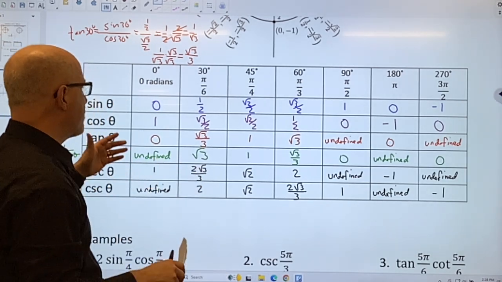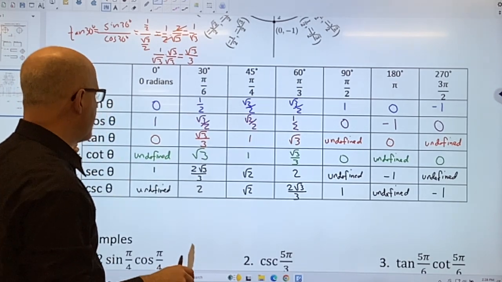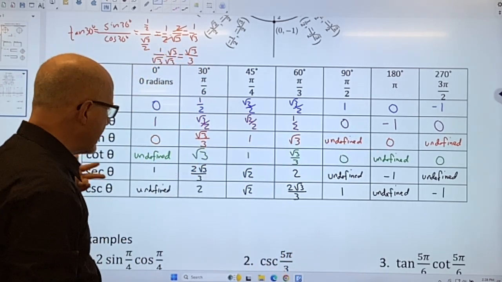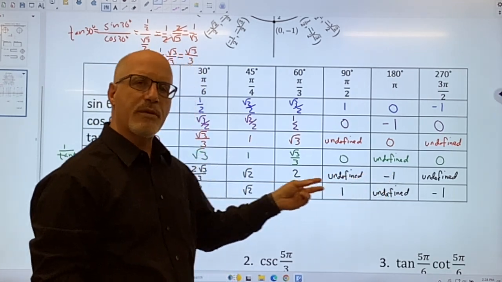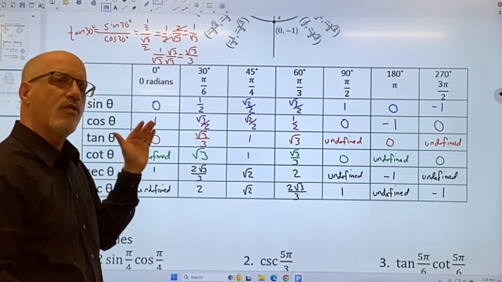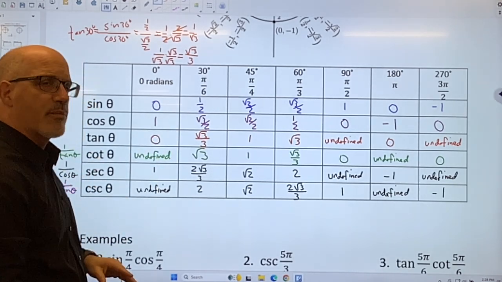When you look at the comparison between sine and cosine, you see a lot of repetition. Between tangent and cotangent, you see a lot of repetition. Secant and cosecant, a lot of repetition. Along with the relationship between things like cofunctions, angles that are complementary, and also reciprocals.